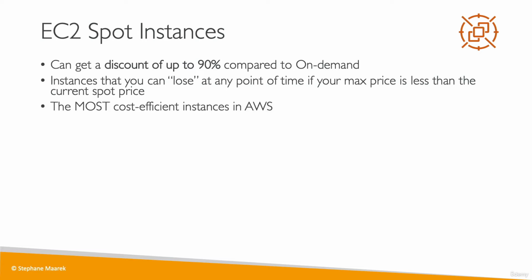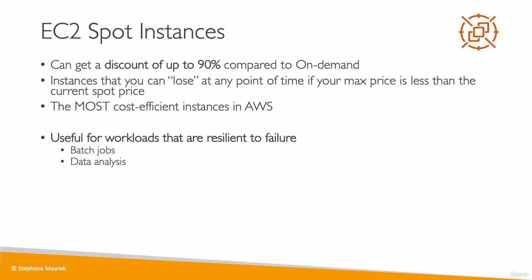They're going to be obviously the most cost efficient instances in AWS, but if you use them, you need to use them for workloads that are going to be resilient to failure. So what that means is that, for example, if you know you're going to lose all your progress or all of your work if you lose that instance, it's not a good fit. So what types of workloads will be good for this? Well, batch jobs, so data analysis.